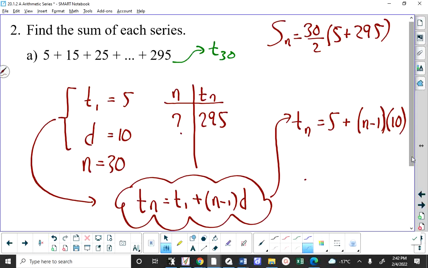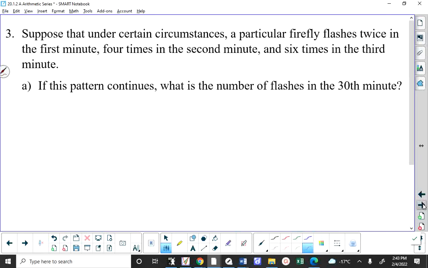Say 4,500. I better double check that 315. I think it's going to be 4,500. So S equals 4,500.